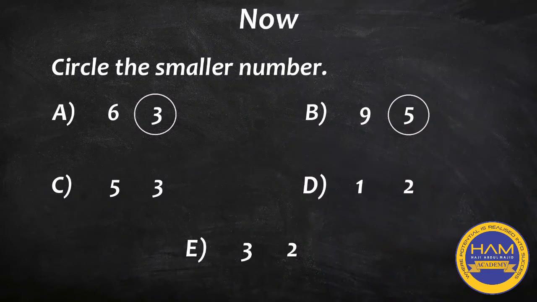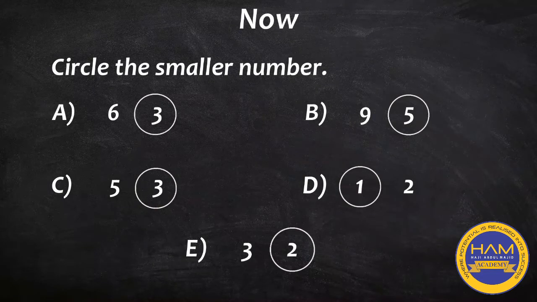Third, 5, 3. Which is the smaller number? 5 or 3? 3. So we will circle 3 because 3 is the smaller number. Fourth, 1, 2. 1 is the smaller number, so we will circle 1. Fifth, 3, 2. 2 is the smaller number, so we will circle 2.